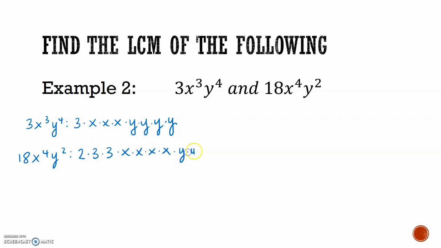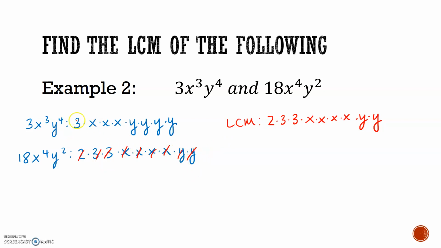To find the least common multiple, I pick one of them. This one seems longer, so I'm just going to go ahead and write that one down. 2 times 3 times 3 times 4 x's times 2 y's. So I used all of those numbers. I used 4 x's and I used 2 y's.